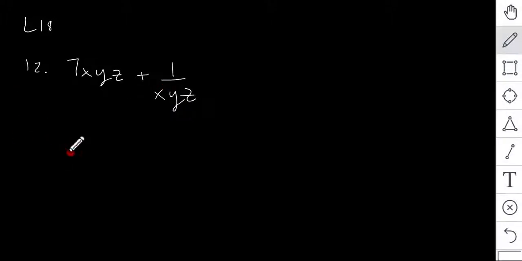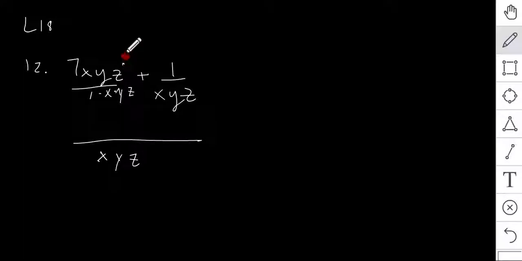So all you have to do is find your common denominator here, which is xyz, and you try to make this denominator look like this denominator, so you would have to take it times xyz, and that means you need to take the numerator times xyz. This is kind of a strange problem. So you get 7x squared y squared z squared, and then this one, the denominators are the same, plus 1. And that is it for that one. All right, that was an interesting problem.